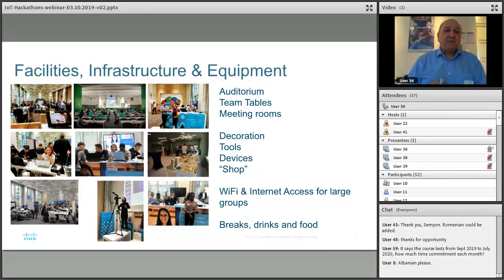So here are some pictures about the facilities that we need. We need a good auditorium. We need a shop where students can get materials they would be needing for prototypes, for the modeling part. We need cameras because we like to film what's going on. There are some good films about our hackathons on YouTube, I believe, if you like to see them.